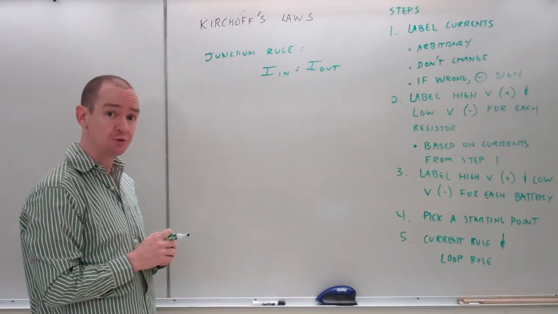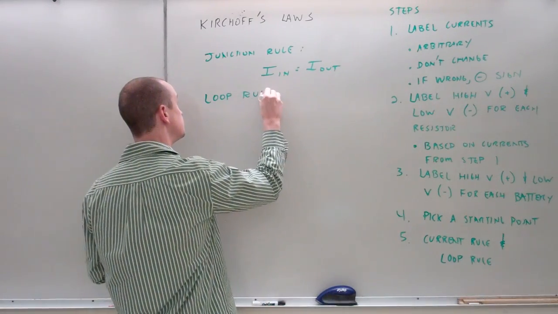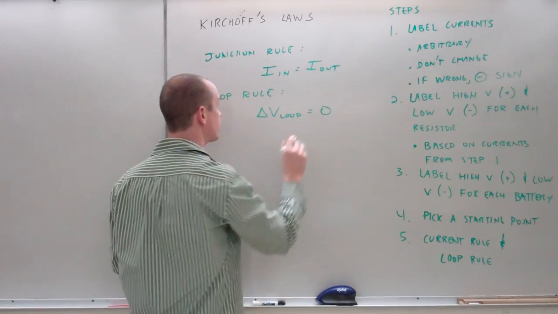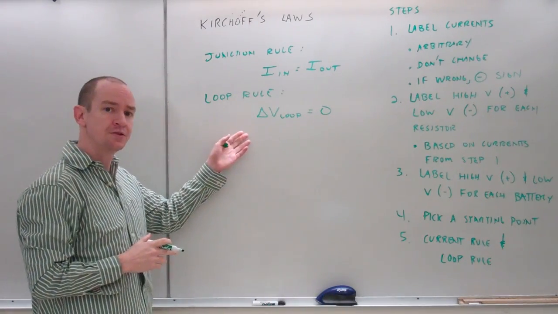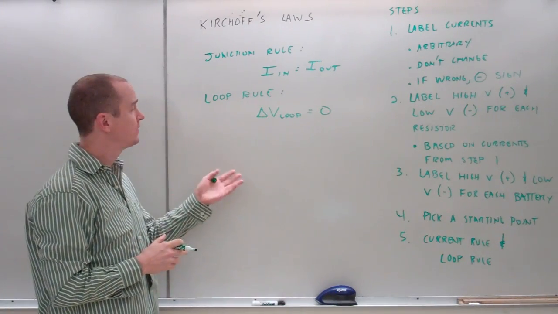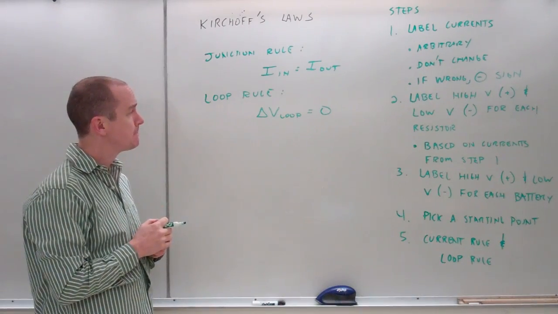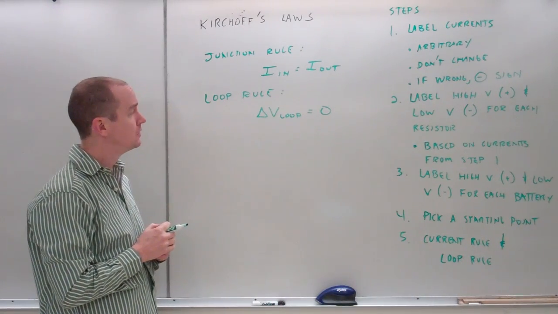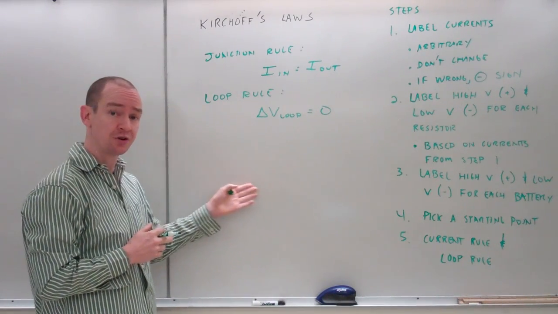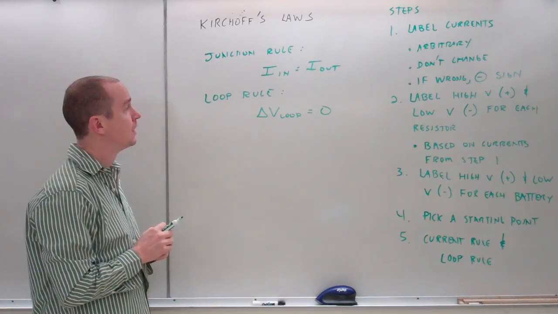The other rule is the loop rule. This says that the total change in voltage around any loop at all has to sum to zero. This is actually remarkably insightful, but somewhat hard to use. This is based off conservation of energy. The energy anywhere around a circuit always has to sum to zero. There can be no net gains or losses.